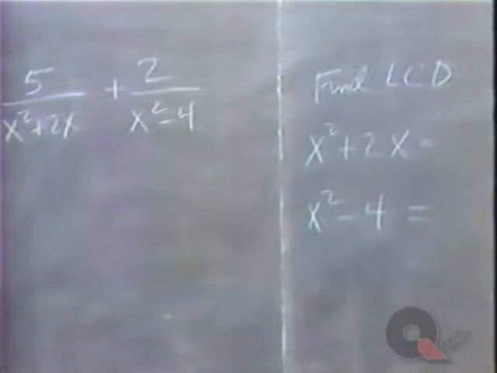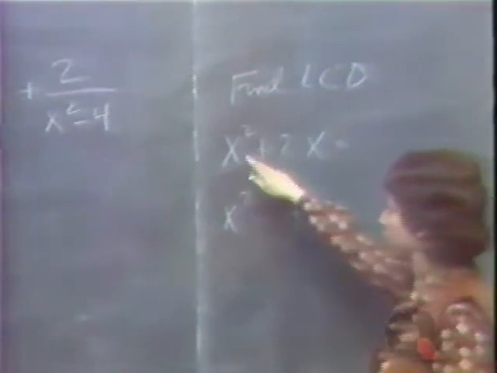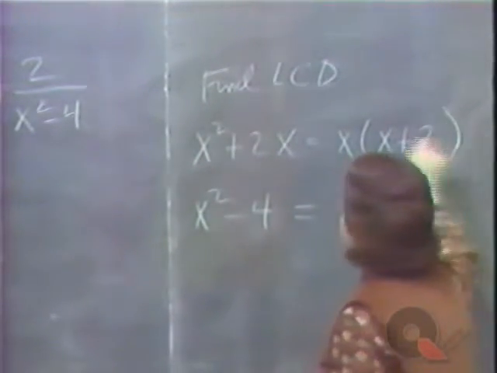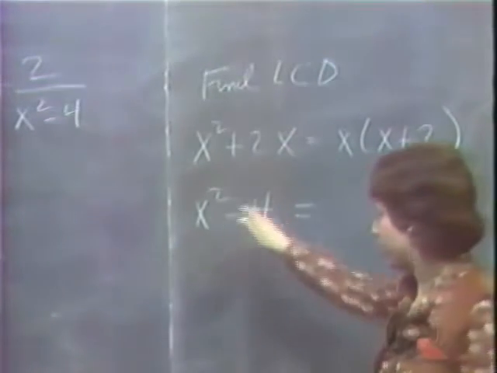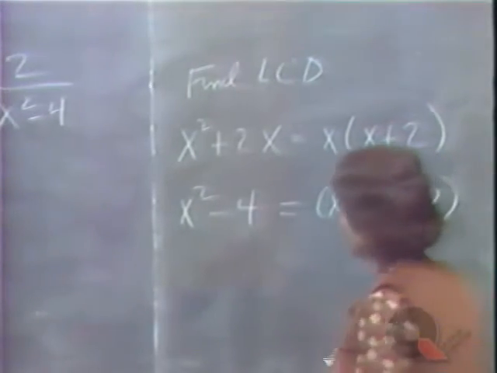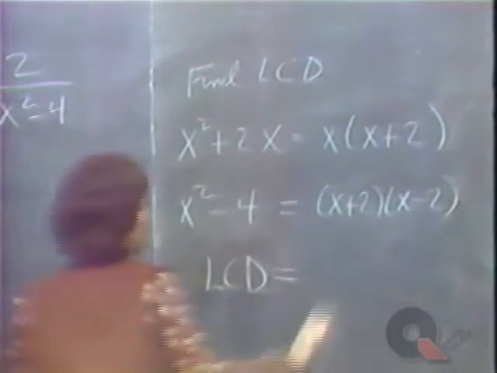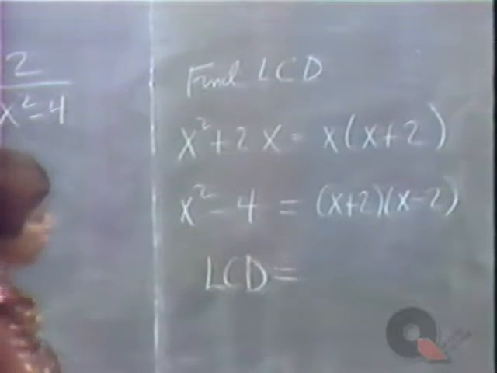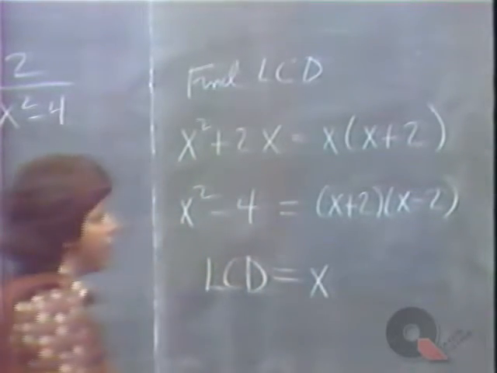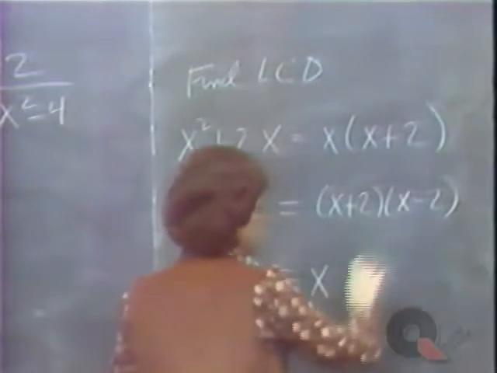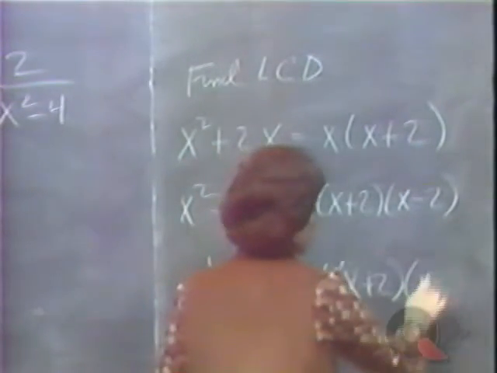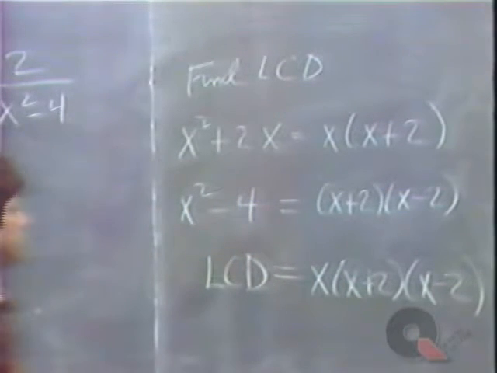The trick is to factor these denominators completely. X squared plus 2x is factored by taking out the common factor of x, leaving you with x plus 2. There is no common factor in x squared minus 4, but the difference of two squares can be factored: x plus 2 times x minus 2. The LCD there, let's see, the factor x occurs one time here, no times here, we take it the one time. X plus 2 occurs once here, we take it once. X minus 2 occurs no times, one time, we take it. That's the LCD.